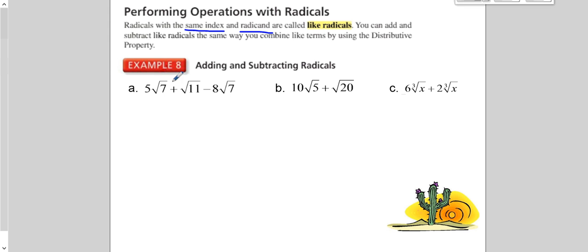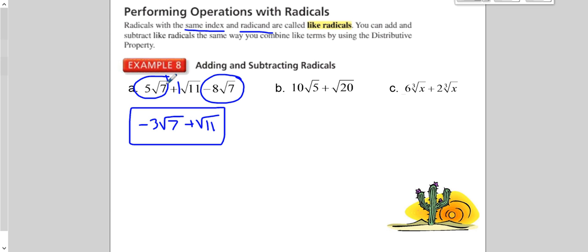So 5 rad 7 plus rad 11 minus 8 rad 7. It's like 5 apples plus 1 banana minus 8 apples. We're looking for the like terms. The rad 7s are the like terms. So 5 apples minus 8 apples. What's 5 apples minus 8 apples? Negative 3 apples, but they're not apples. They're rad 7s. And then this one has a rad 11. It is not a like term, so we just include it in the answer. This is our simplified form of the first expression.